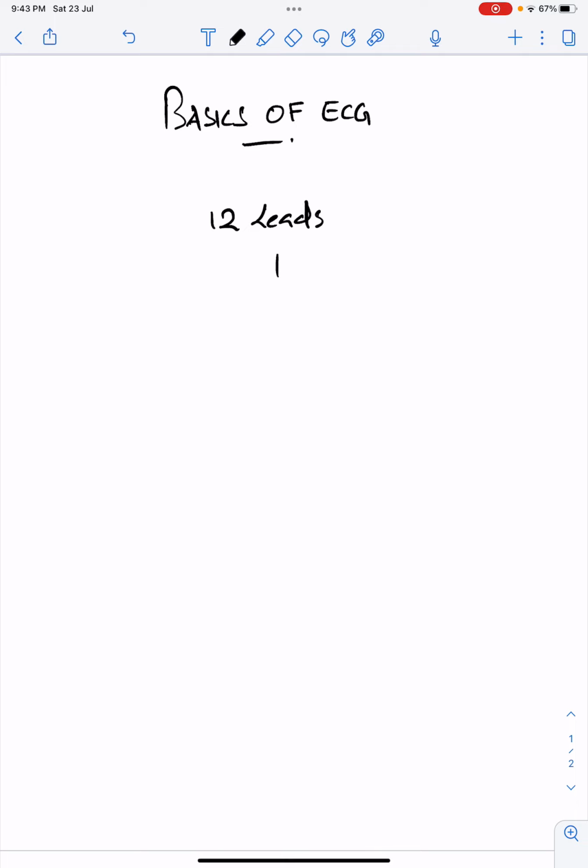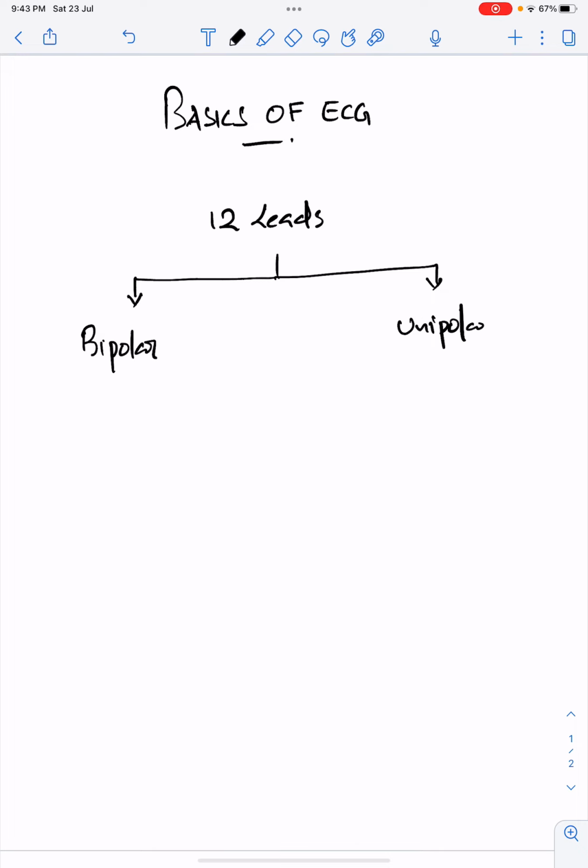divided into unipolar and bipolar. Here we have bipolar leads. Here we have unipolar leads. The bipolar leads are 3 in number. They are named as L1, L2, L3. Lead 1, lead 2, lead 3.